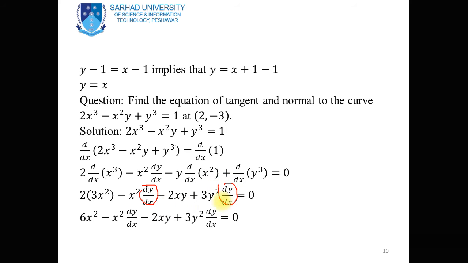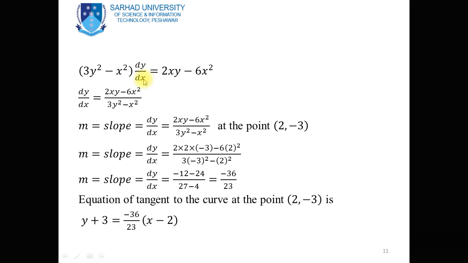So these two terms will be on the left hand side of the equation, and the other terms shift to the right hand side. So this term will be on the left hand side and this term will be on the left hand side, and shift these two terms to the right hand side, you see over here, and taking common dy by dx we obtain (3y square minus x square) into dy by dx is equal to 2xy minus 6x square. Now since we need dy by dx, dividing both sides by 3y square minus x square to obtain dy by dx is equal to (2xy minus 6x square) divided by (3y square minus x square).